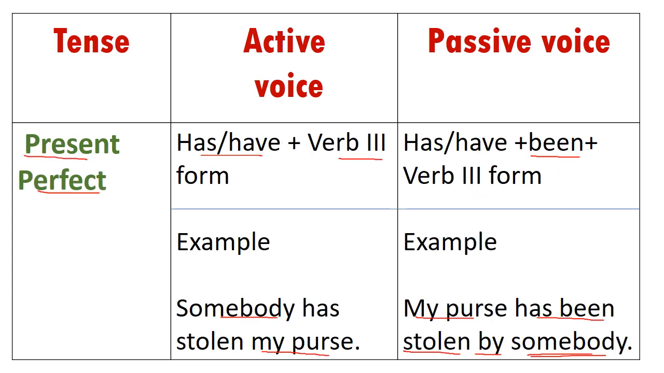Next, present perfect tense, has or have plus third form of the verb will be changed into has or have plus been plus third form of the verb. For example, somebody has stolen my purse. It will be changed into my purse has been stolen by somebody.